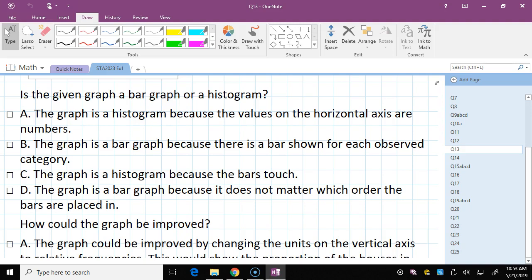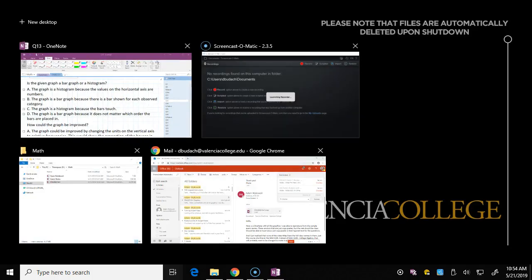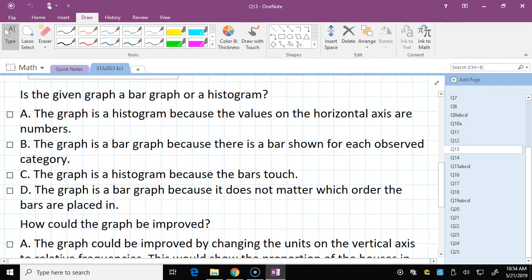That's going to come in what we're going to talk about right here. So we know it's a histogram. We have two choices now. The histogram, because the values on the horizontal axis are numbers. Or histogram, because the bars touch. It's because they touch. That's the key. If your bars touch and you got numbers down below, you're looking at a histogram.